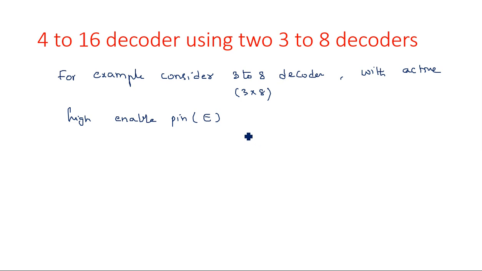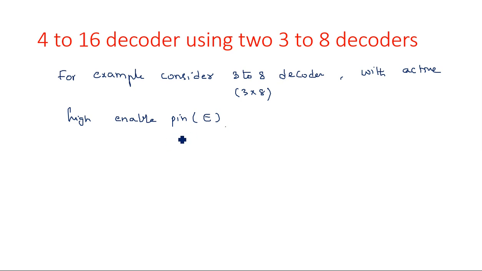Active high enable pin says that when enable is equal to 1, that corresponding IC or chip is activated. When it is 1, the chip is activated. Active low enable pin means if that enable pin is equal to 0, that chip is activated. At the remaining times it is deactivated. That means if it is the active low enable pin and E is equal to 1, the chip is deactivated. That is the meaning of active low or active high enable pins.